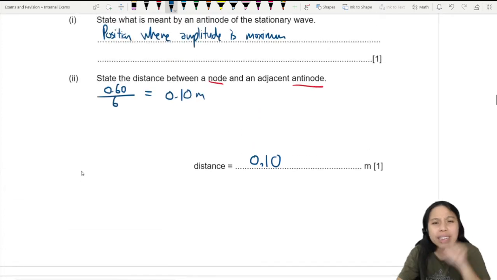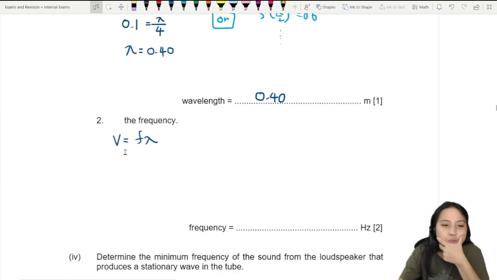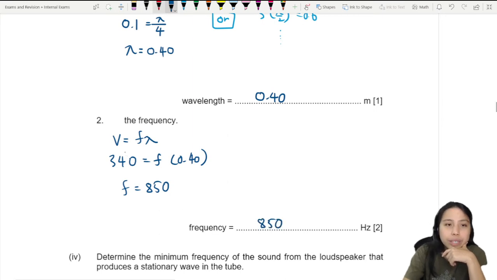Okay, just now they did tell us there was a V somewhere. Where's the V? Speed is 340. This is V. Okay, so let's put the 340, the frequency and the wavelength that we just got, 0.4. So you should get a frequency of about 850 Hertz. If you can round it off to 2 SF, that's good.